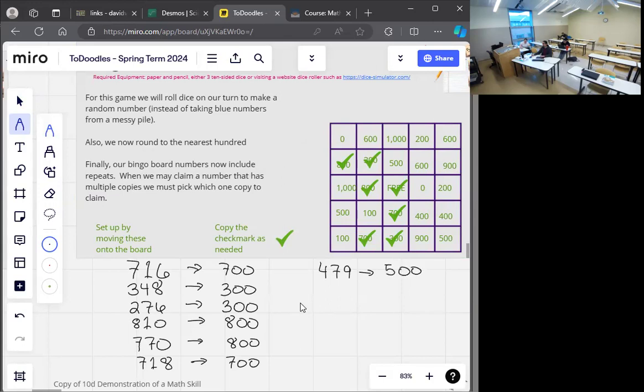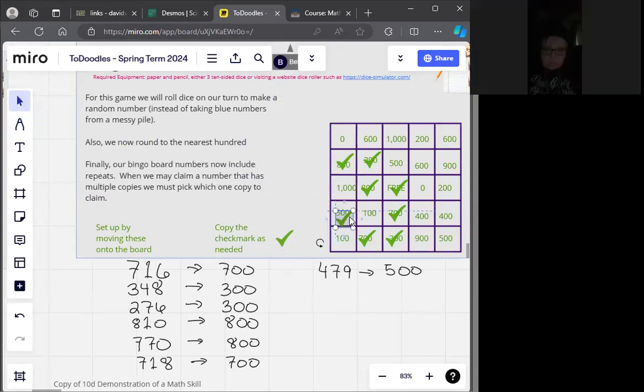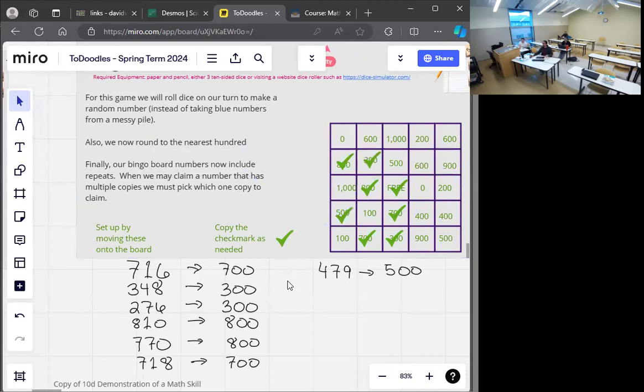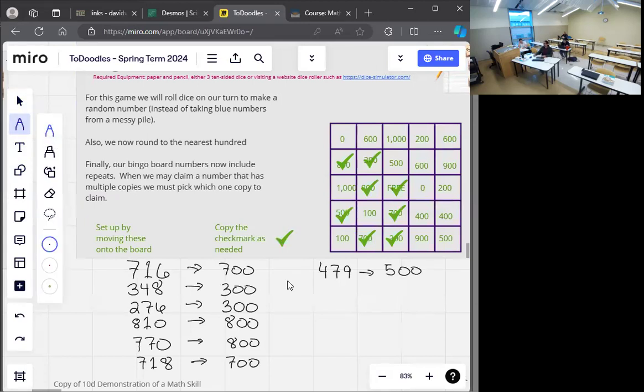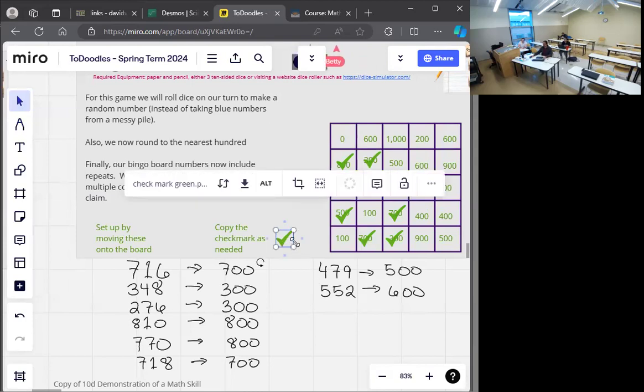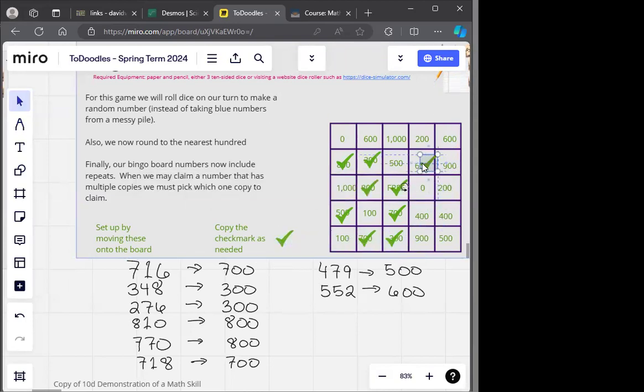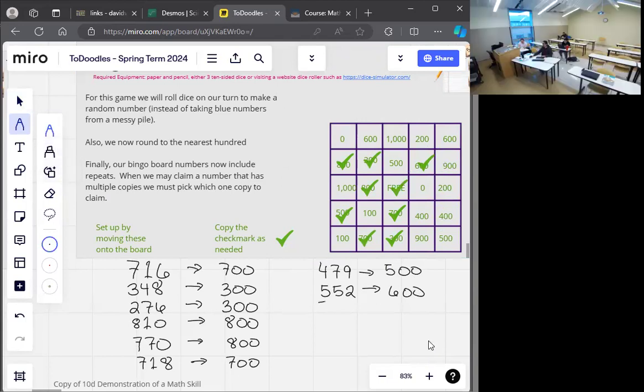500, yes. Everyone happy with the rounding? We're all busy copying and moving and not talking, but if you have questions about the rounding, ask. Well, it's not like you're telling us to raise our hands already. 552. 600. 518.